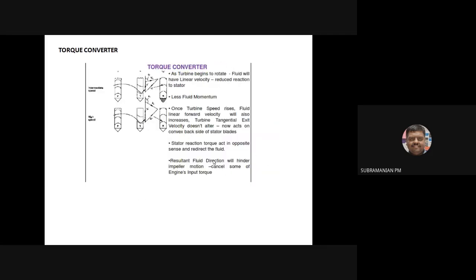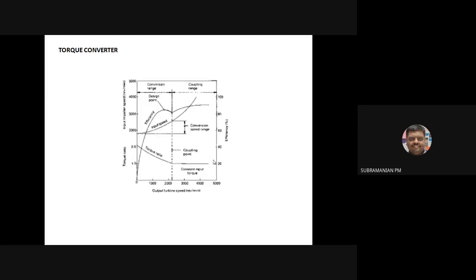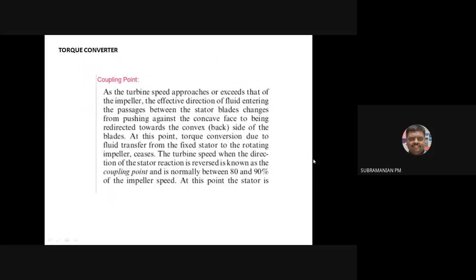Other things I will be discussing in the next class. That is, I have to discuss torque converter performance characteristics and some points. We'll be discussing them in the next class, okay?